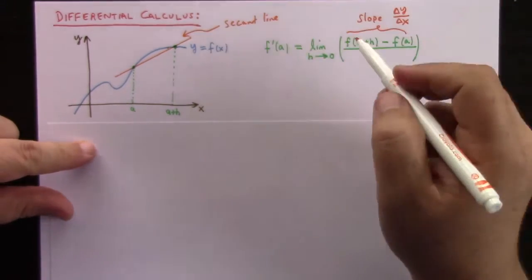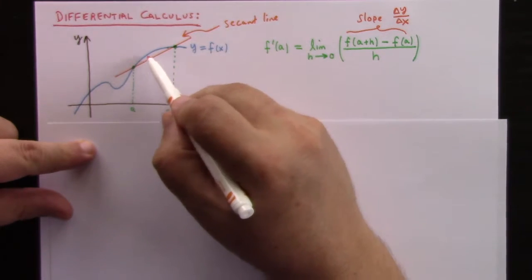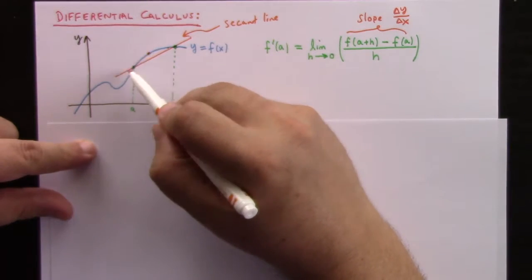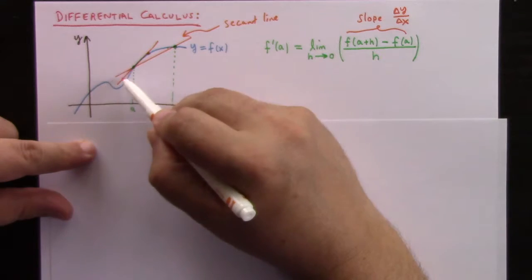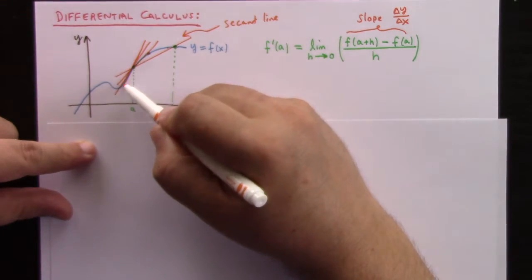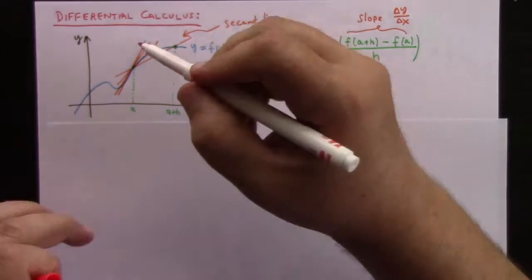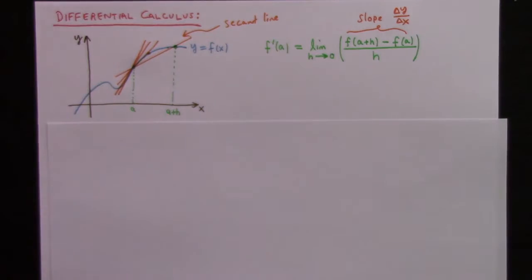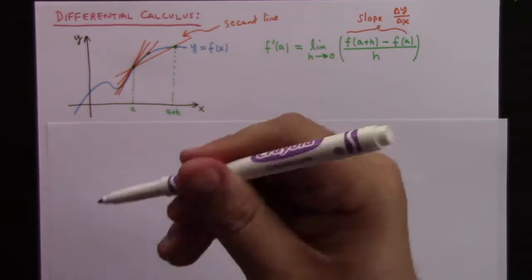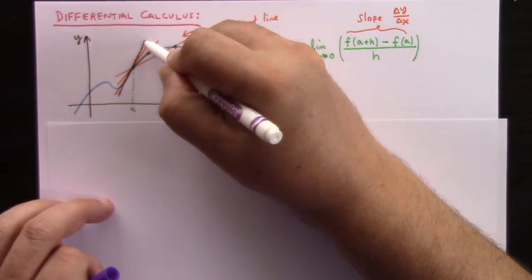And then as we allow this h to get smaller and smaller, our secant lines get closer and closer until eventually we home in on this very special line that's known as the tangent line. Now, that presupposes, of course, that this limit exists, right? It's not hard to come up with functions which don't have a well-defined tangent line at a point, right?